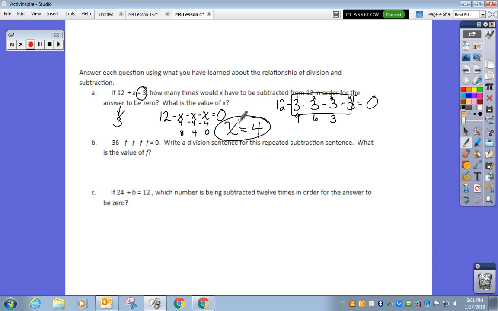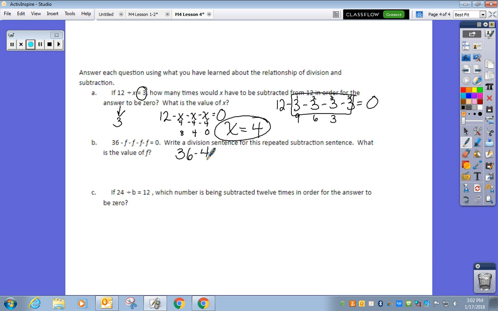In the next one, it says 36 minus f minus f minus f minus f equals 0. It wants us to write a division sentence for this repeated subtraction sentence. What is the value of f? So, if we were to look at this, we see that there are 4 f's. So, what I can do is repeatedly subtract 4 from 36 to figure out what f is.